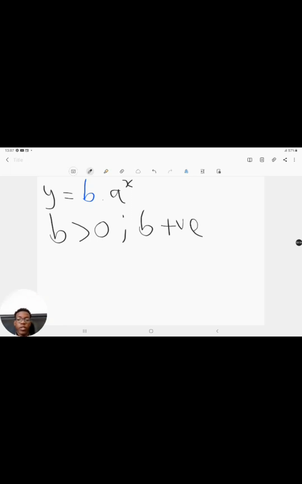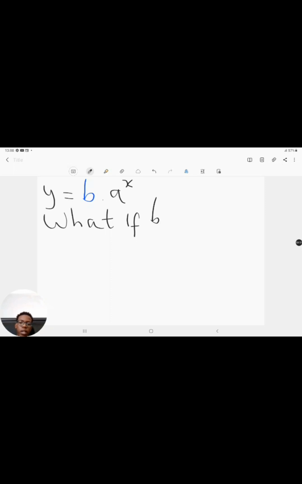But just to clarify something, b does not necessarily have to be positive, even though my examples in the previous video were positive b's. The same thing applies if b is negative, but I want you to note the following. Let's just write it down as a question. What if b is negative?